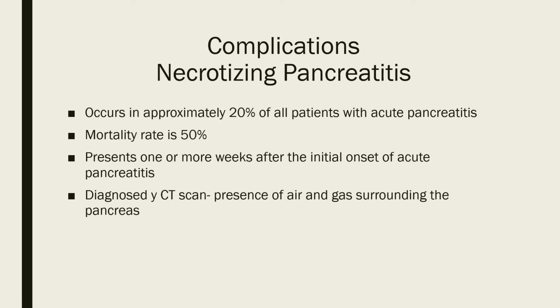So, some complications of pancreatitis. Necrotizing pancreatitis. Necrotizing pancreatitis will occur in approximately 20% of all patients with acute pancreatitis. So the mortality rate is about 50-50. It will present 1 or more weeks after the initial onset of acute pancreatitis. It is diagnosed by CT scan, the presence of air and gas surrounding the pancreas.